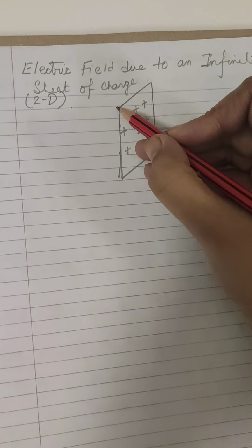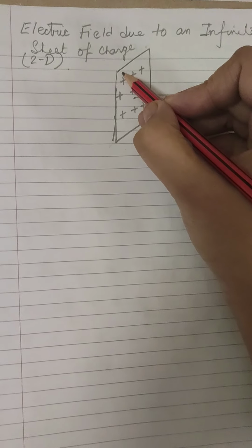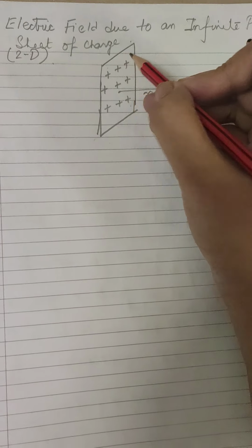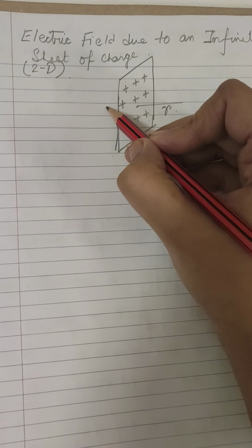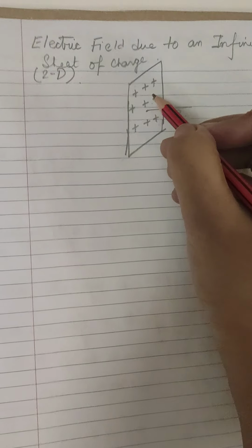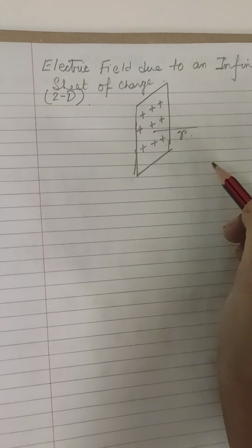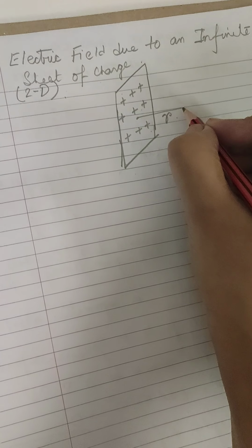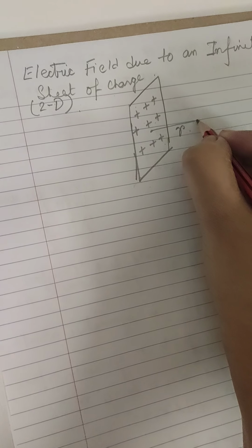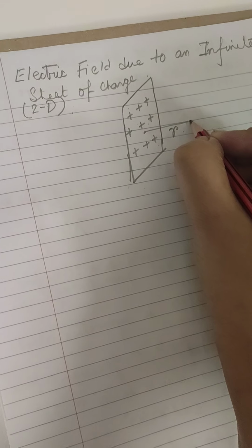Now mind that this sheet of charge is non-conducting. Had it been conducting, then the charge would have been distributed on both sides of the sheet. But as a non-conducting sheet of charge, the charge is distributed only on one side of the sheet. So we have to find the electric field intensity at a distance r from this sheet of charge.